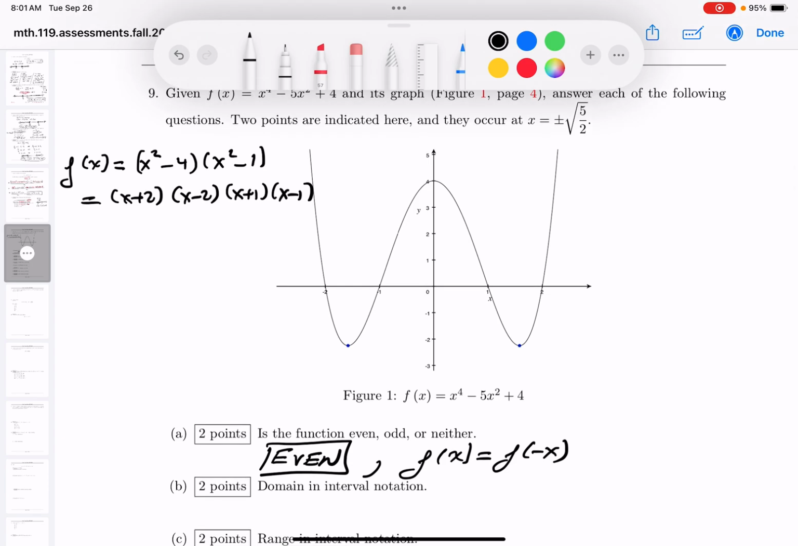Right, domain, that's easy. There are no roots, no even roots, and there are no divisions, so it's all the real numbers. I'll put this over here, in interval notation. Right, let's do the range.